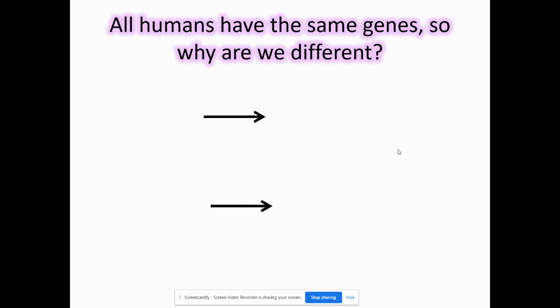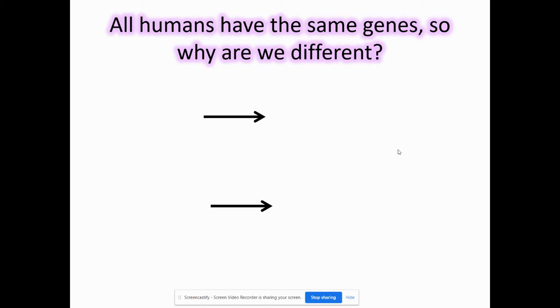So first of all, you might have seen this slide before. It might be a little bit familiar from GCSE. If you feel confident in skipping, then feel free to. And if you are not confident in skipping, then please watch it. All right, so all humans have the same genes, but why are we different?